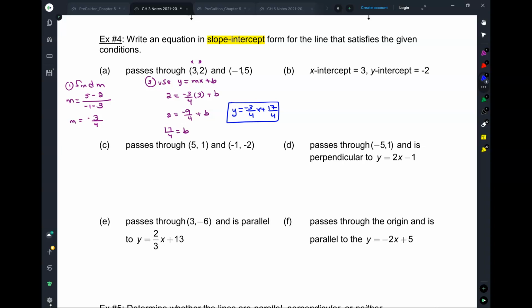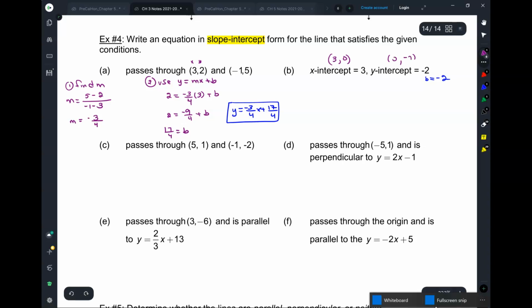Okay, next, x-intercept and y-intercept is what's given to us. Okay, well, y-intercept's given, yay, so that's b. But now I need a slope. Well, I can use what's given to find slope, right? Because if x-intercept is 3, another way to write that is 3, 0. And so what's another way to write y-intercept -2 in coordinate form? 0, comma, negative 2. Okay?